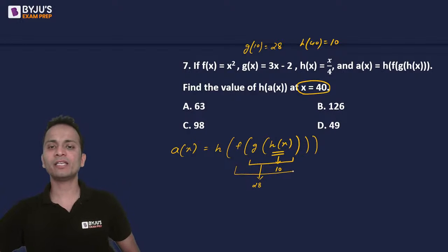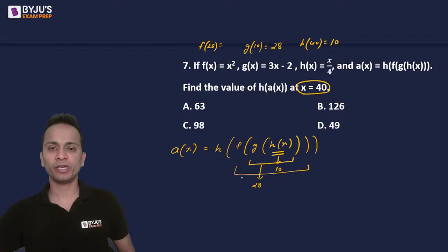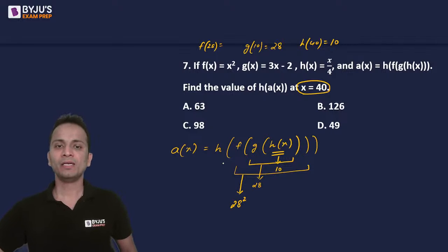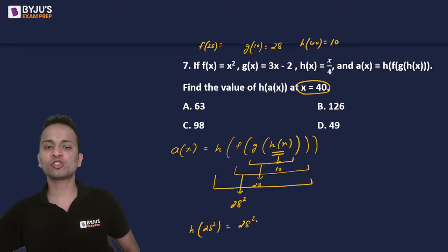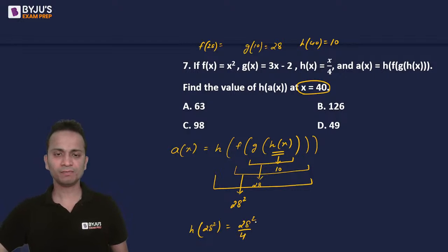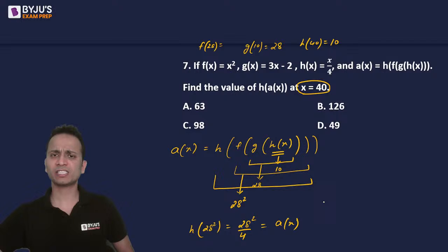Now, we have to calculate f of 28. So f of 28 will be equal to 28 square, right? So I'll write it as 28 square. Done. Now, again, h of 28 square. So h of 28 square will be equal to 28 square upon 4. Done. So this is the value of a of x, right? A of x का value आ गया.